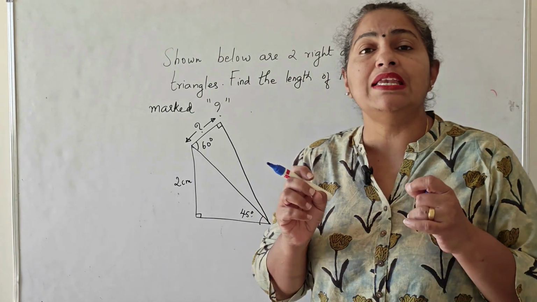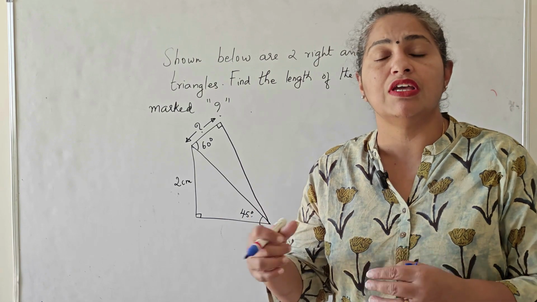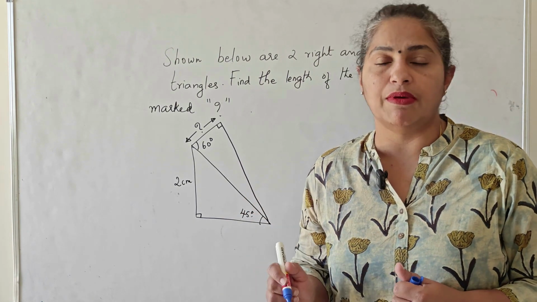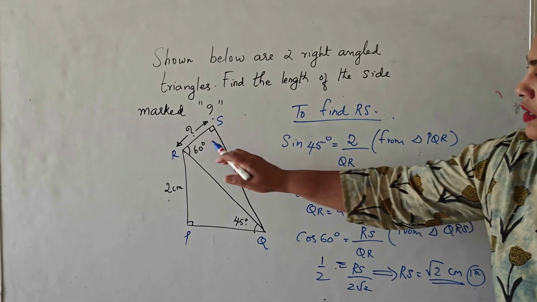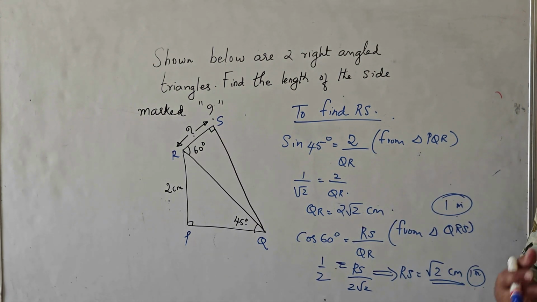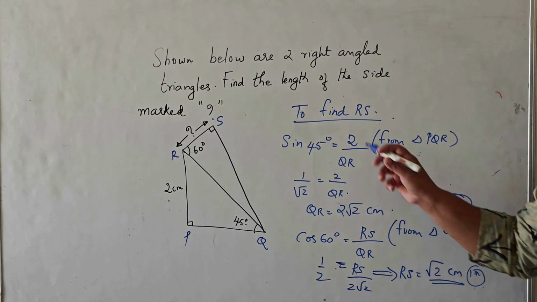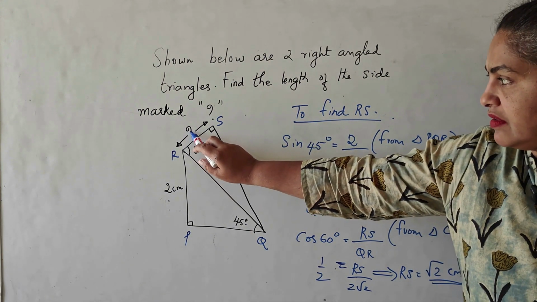I am going to take sine 45 because if I am taking sine 45, I will directly get this hypotenuse. So, let me name the triangle first and then find the measurements of the sides that we are going to get by using the trigonometric ratios. I have named the triangle in this way. You can proceed even without naming the triangle by using the terms base and hypotenuse. So here we need to find RS, which is this side.